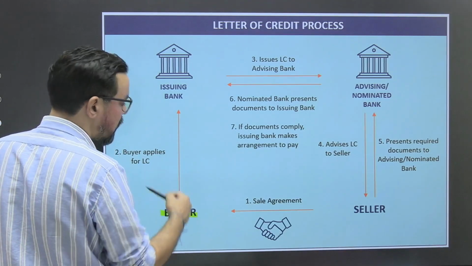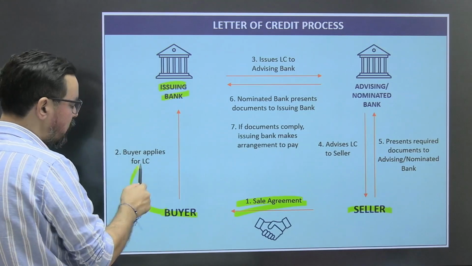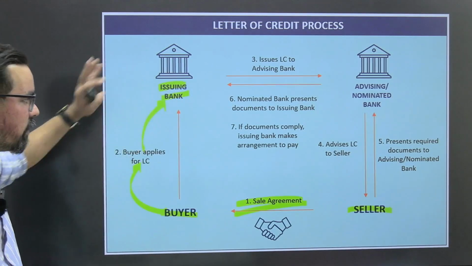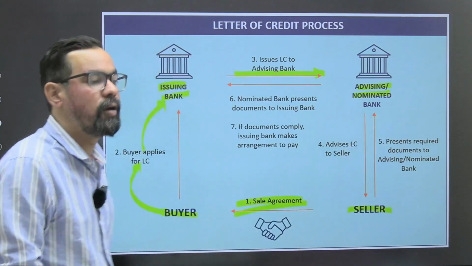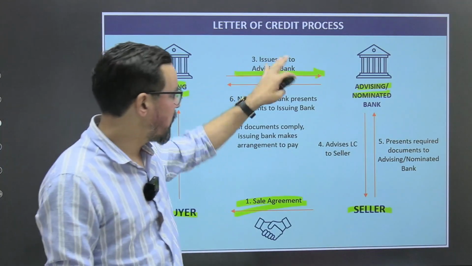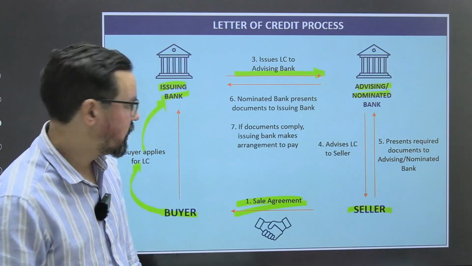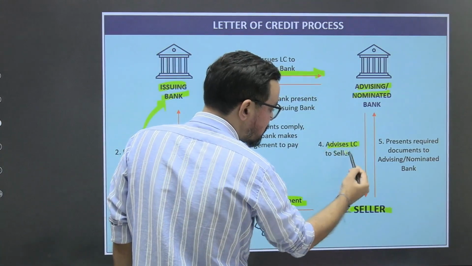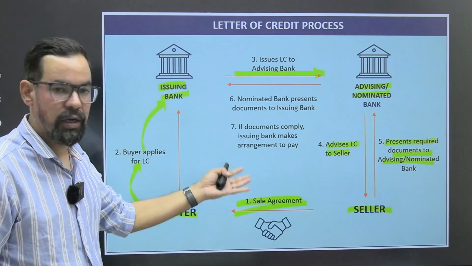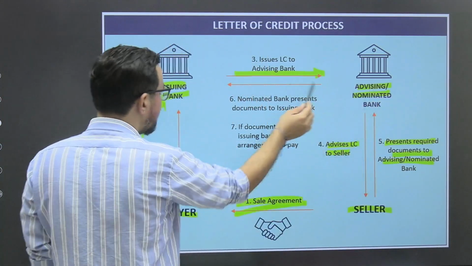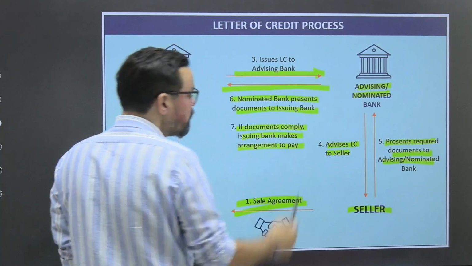Here the format is also given. There is a buyer and a seller, with a sale agreement between the two. The buyer applies for the LC as the applicant. The issuing bank, like SBI in our example, connects to the advising bank and the nominated bank of the seller. The advising bank and nominated bank can be the same or different. The advising bank is generally the correspondent bank, and the nominated bank is the one nominated by the seller. Fourth, advise the LC to the seller. Then, after the sale agreement and shipment are done, the nominated bank presents the documents to the issuing bank, and if the documents comply, the issuing bank will make the payment.